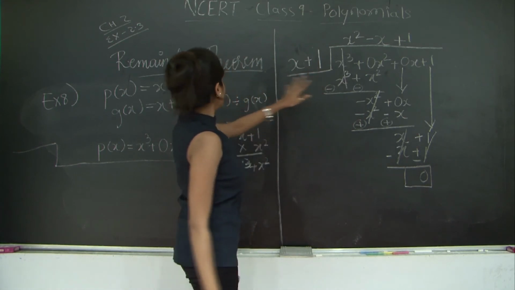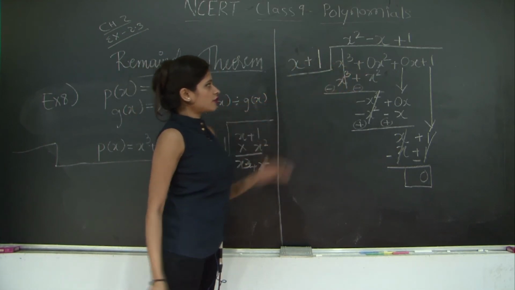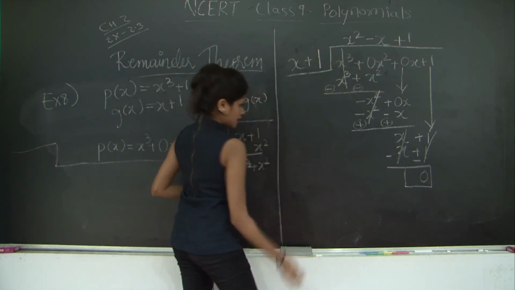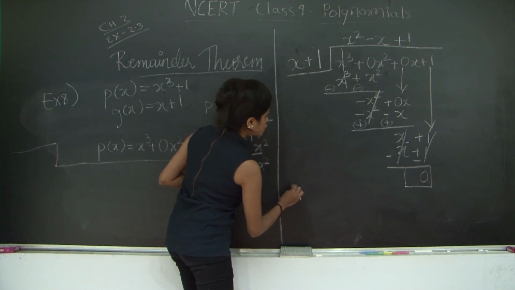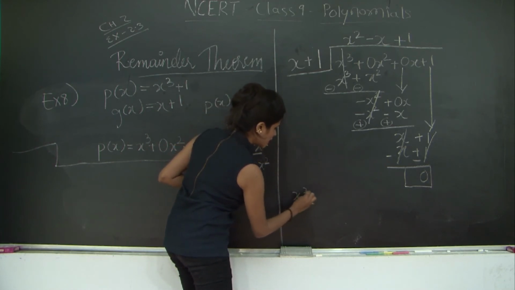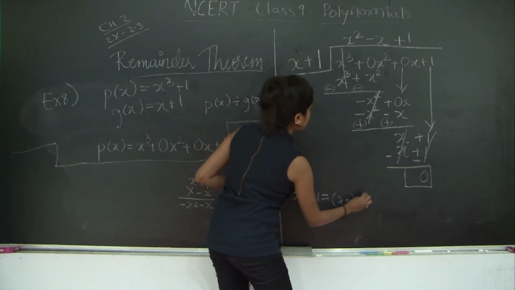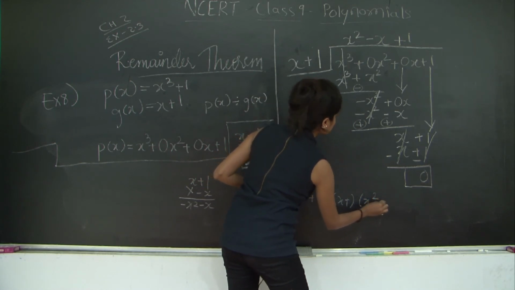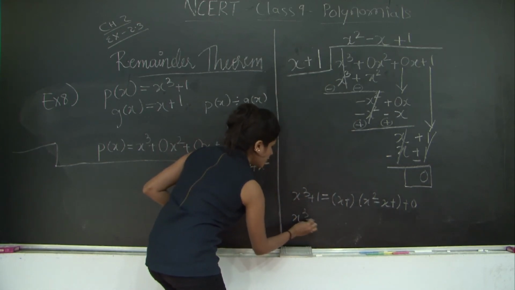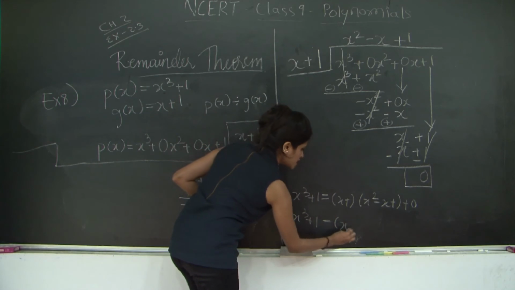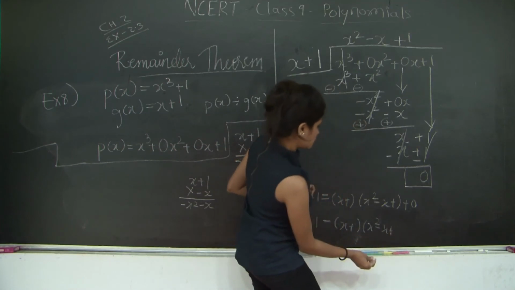Hence x plus 1 is dividing x cube plus 1 completely, which is why we will say that x plus 1 is a factor of x cube plus 1. So I will write this in the format of dividend is equal to divisor into quotient plus remainder. So my dividend was x cube plus 1 is equal to divisor is x plus 1. My quotient was x square minus x plus 1 plus 0, which is nothing but x cube plus 1 is equal to x plus 1 into x square minus x plus 1.